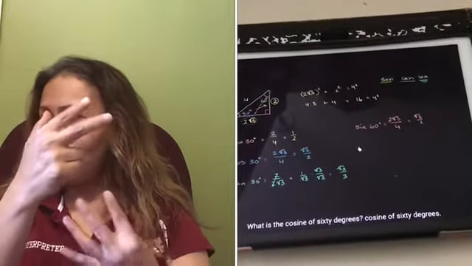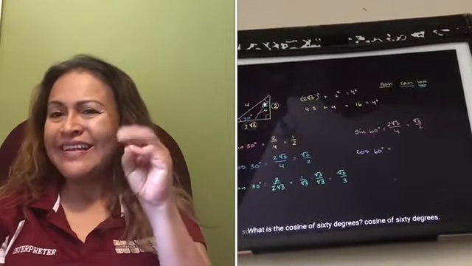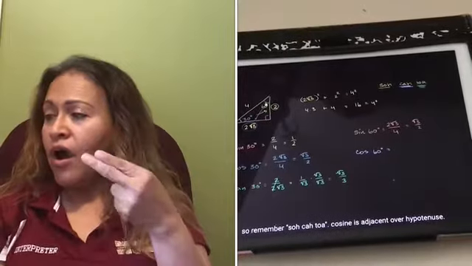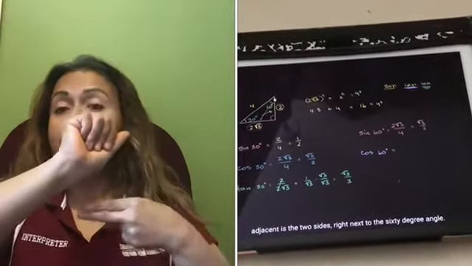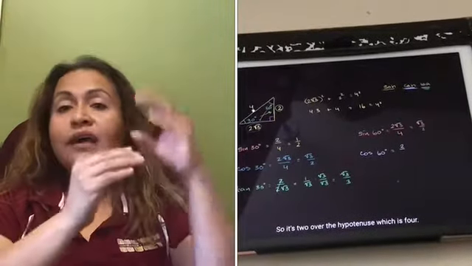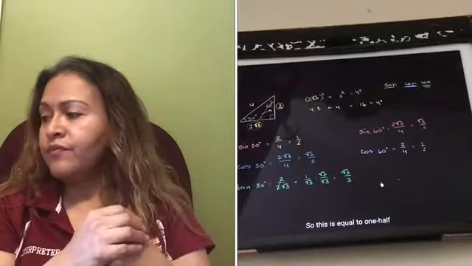What is the cosine of 60 degrees? Cosine of 60 degrees. So remember, SOHCAHTOA, cosine is adjacent over hypotenuse. Adjacent is the 2 side. It's right next to the 60-degree angle. So it's 2 over the hypotenuse, which is 4. So this is equal to 1/2.